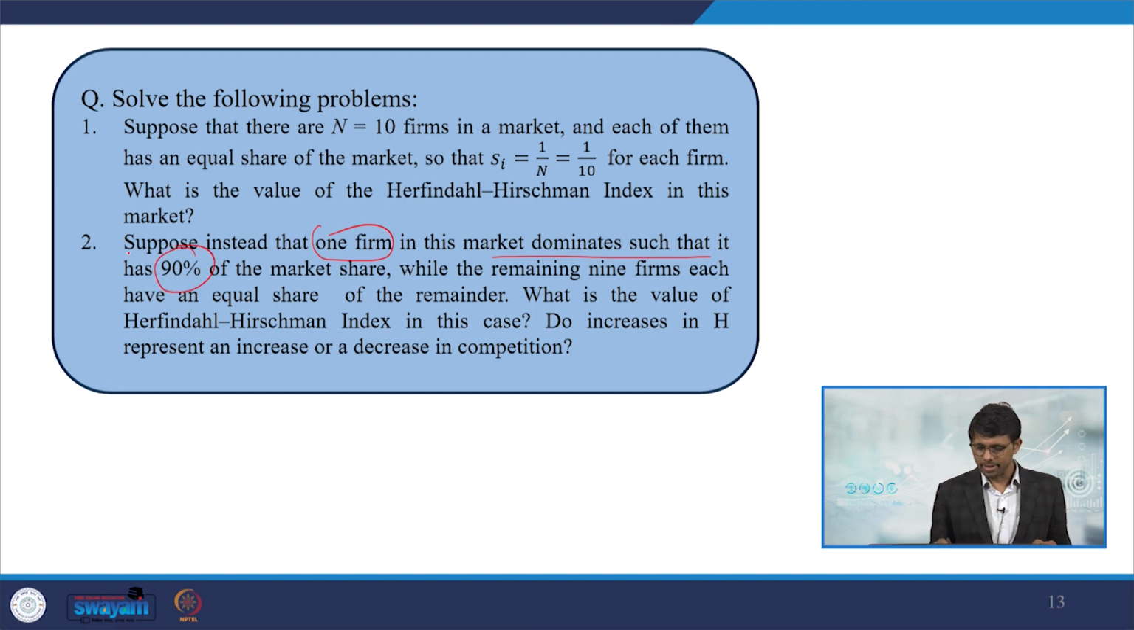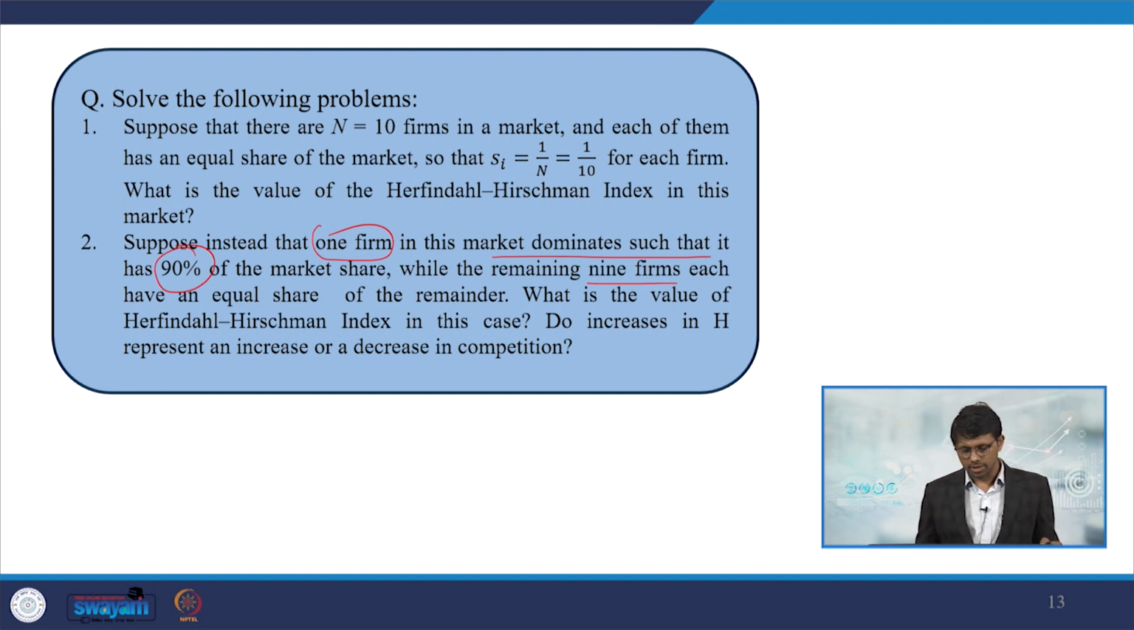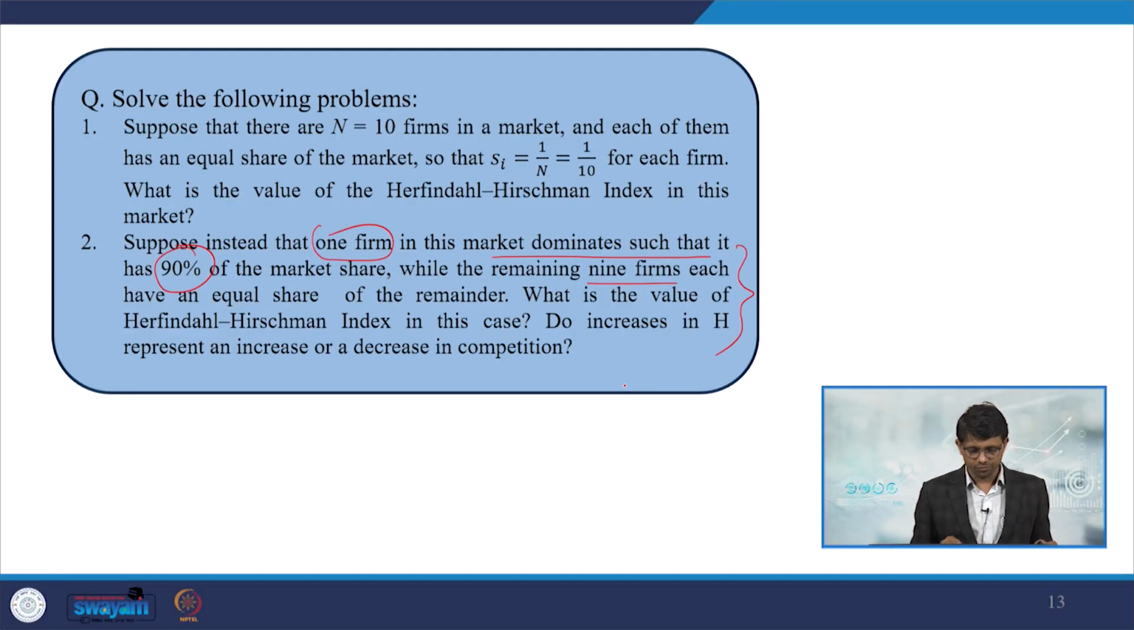Okay, and the remaining 9 firms control or have an equal share. So one has 90%, and the others are the same, meaning the other 10% share is divided among the other 9 firms. So it is 90% squared plus the other 10% divided by all 9, and their squares; you are supposed to just add it and you will find the value.